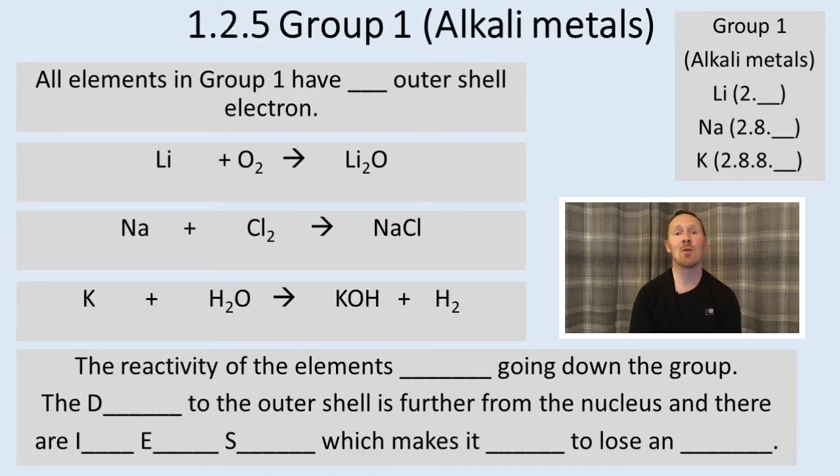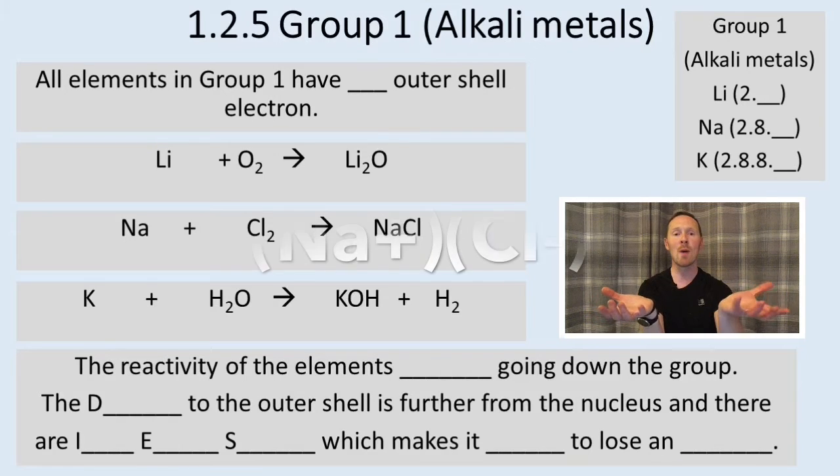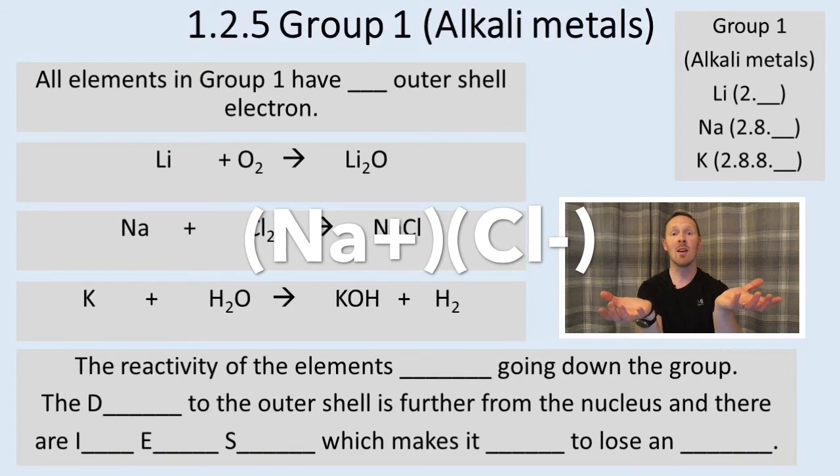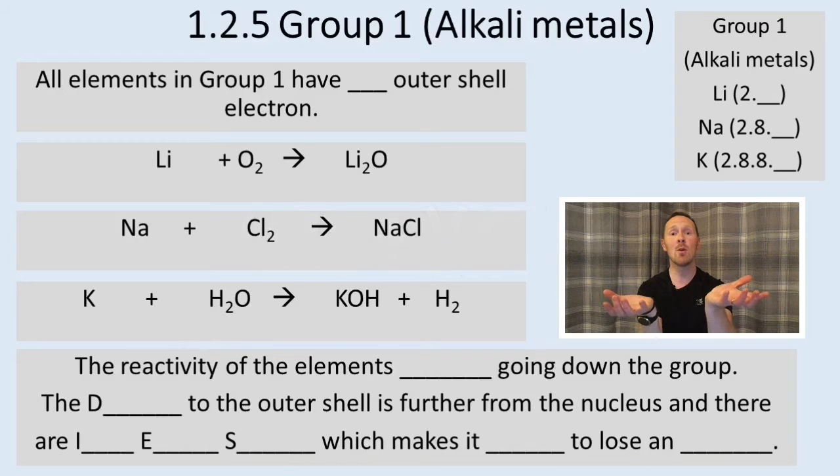You need to know that group 1 alkali metals will react with halogens, group 7. And this is a really good reaction because the sodium atom needs to lose 1 electron and the chloride ion needs to gain 1 electron. Therefore, the formula of sodium chloride is NaCl.